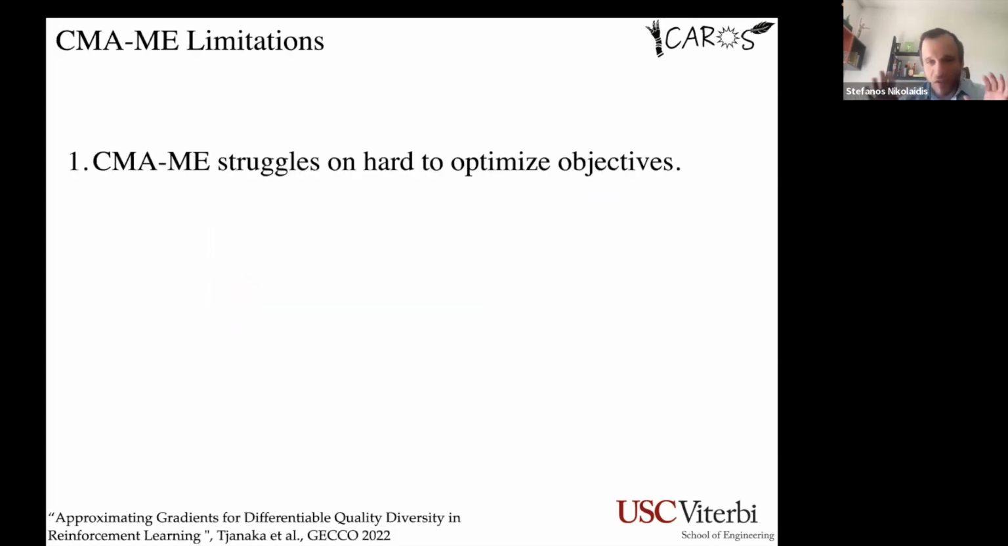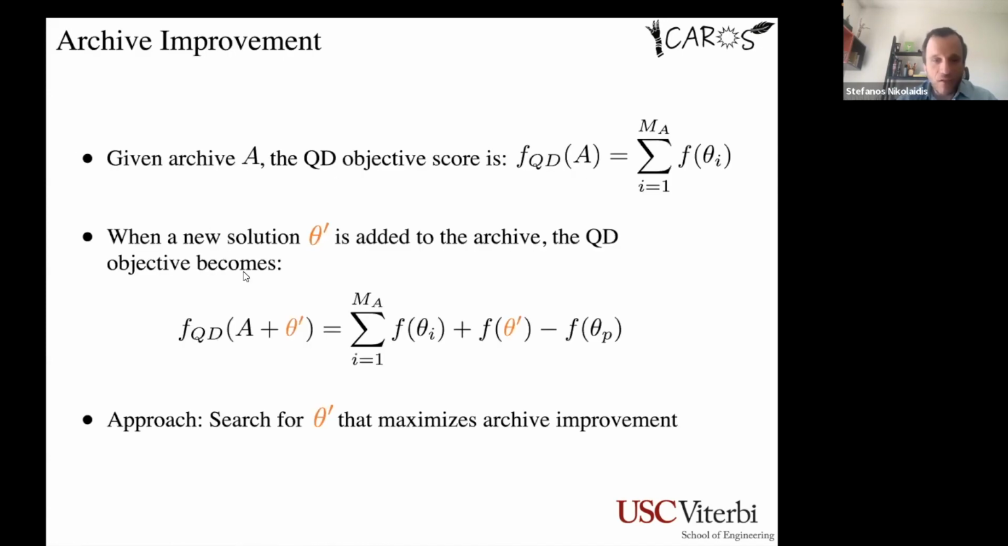But we have found that this type of update results in the following limitations for the CMA-ME algorithm, the algorithm that we have proposed. One limitation is that CMA-ME struggles on hard to optimize objectives. A hard to optimize objective is an objective that is challenging to increase f, to find solutions of high f value, high quality. Now, why is this happening? Well, the way we search for new solutions is that we use CMA-ES to generate solutions and then evaluate them based on the improvement of the quality diversity objective score.